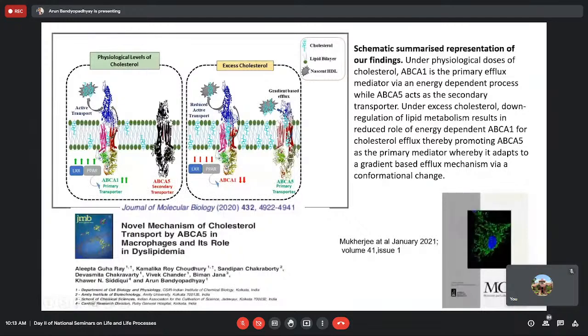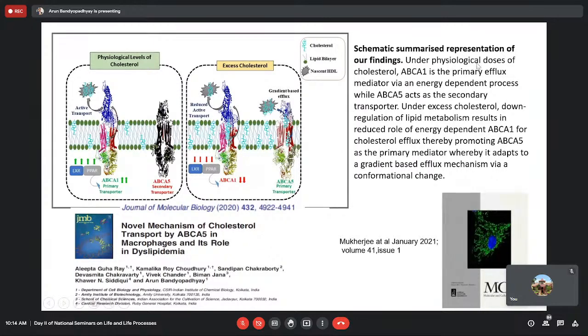This is the active transporter of cholesterol, the ABCA1. Its structure looks like the transporter proteins, with a transmembrane domain and other structure, and it helps the cholesterol efflux from inside the cell to outside the cell by an active transport process with the help of HDL. But this is the secondary transporter, the ABCA5. The ABCA5 is not open. It is in a very closed state. It opens only when there is a huge amount of cholesterol in the blood.